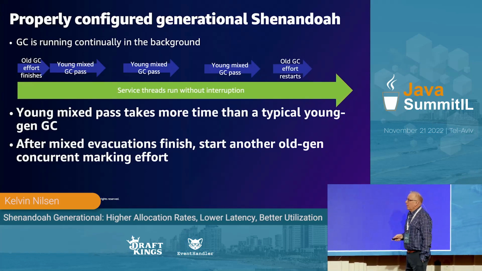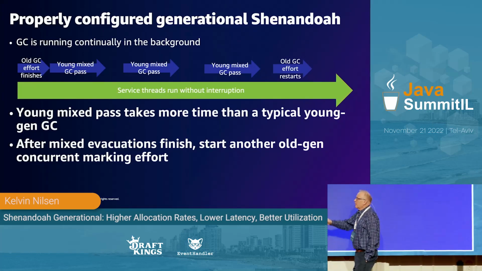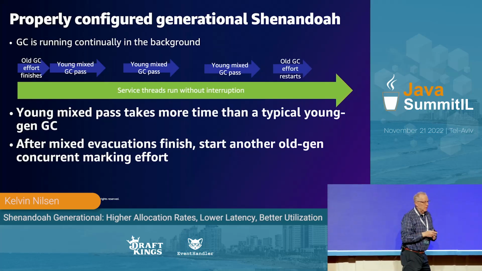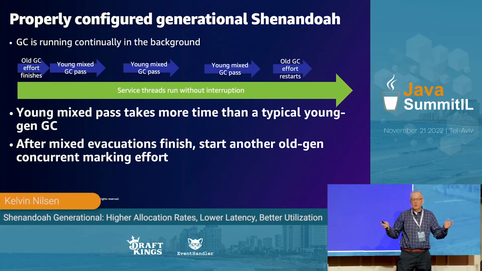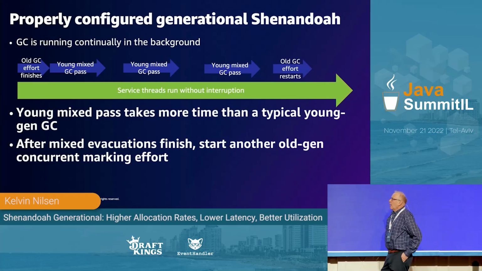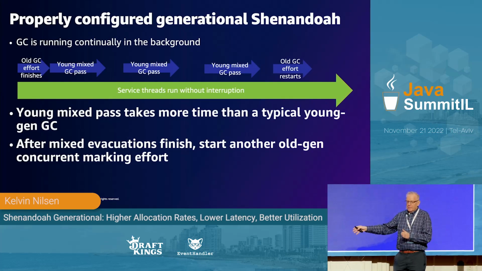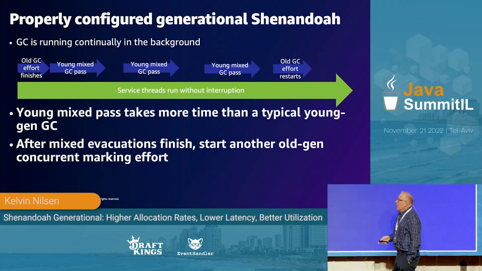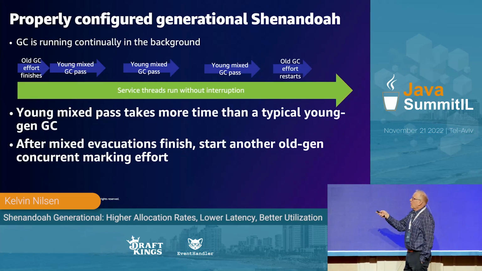At some point, the old gen effort finishes. It's completely marked all of the old gen memory. That was maybe 2 gigs, maybe 20 gigs of live data. It's finished marking what's live. At this point, the old gen says, I've got a desire to evacuate n regions of old gen memory, compact those regions. And so now we begin what we call mixed garbage collection passes.